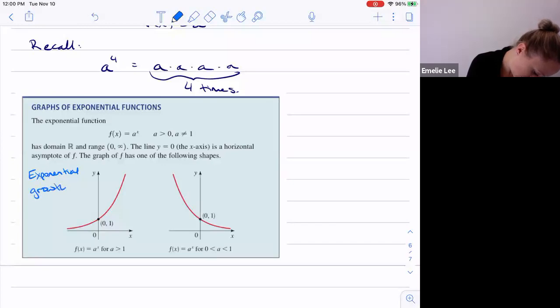Exponential growth if a is greater than 1.